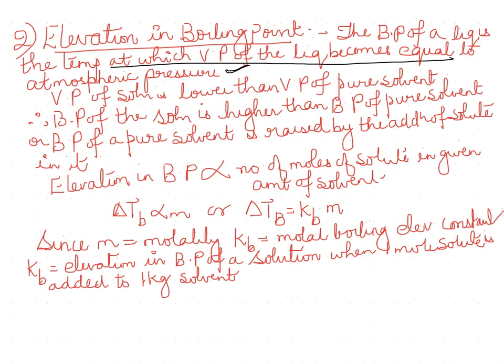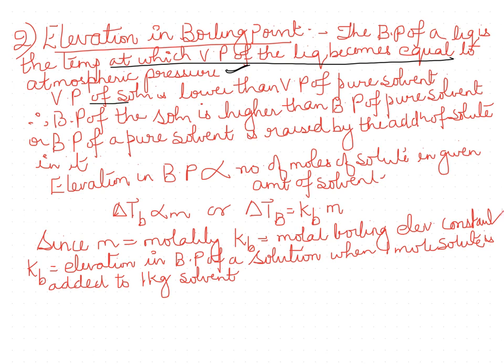So you have to learn the definition of the boiling point, and probably I had taught this topic in chemical equilibrium part 1 last year. The boiling point of a liquid is the temperature at which the vapor pressure of the liquid becomes equal to the atmospheric pressure. Is it clear?